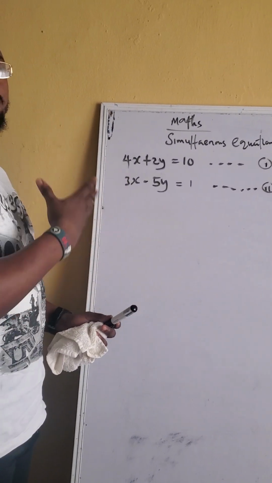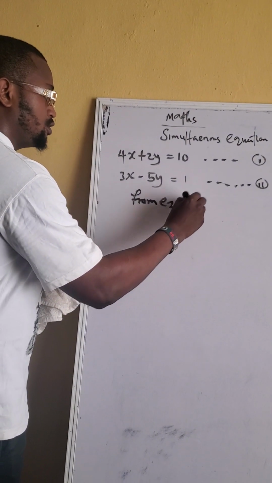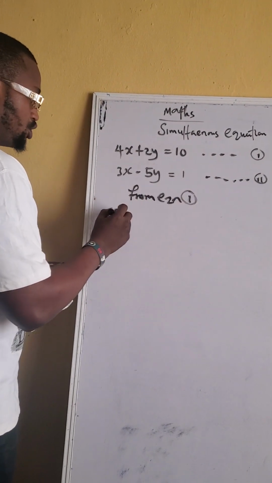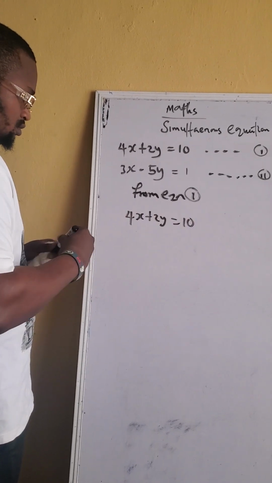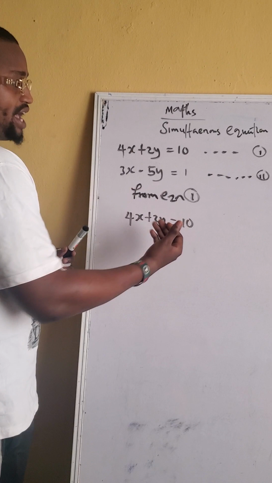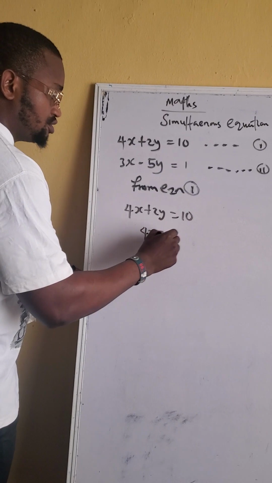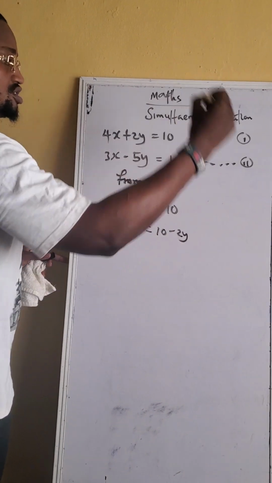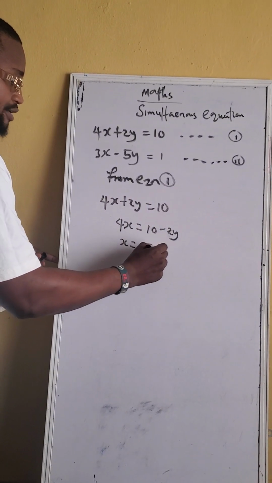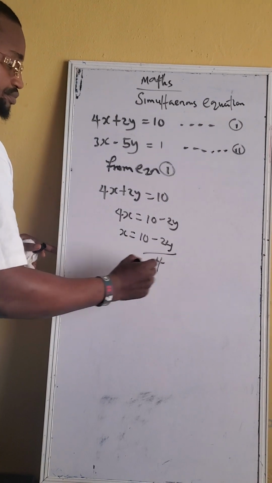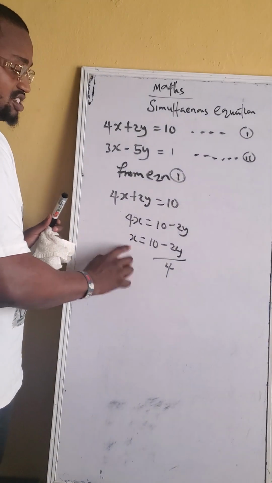You have to make one particular variable the subject of the formula. Now, if you have to make x subject of the formula in this equation, you can say from equation 1, we say 4x plus 2y equals 10. Now we can decide to make x or y the subject, but let's just say I prefer using x. So we can say 4x equals 10 minus 2y. Y crosses over to the other side of the equal sign. Then we have x equals 10 minus 2y over 4. That is the value for x.